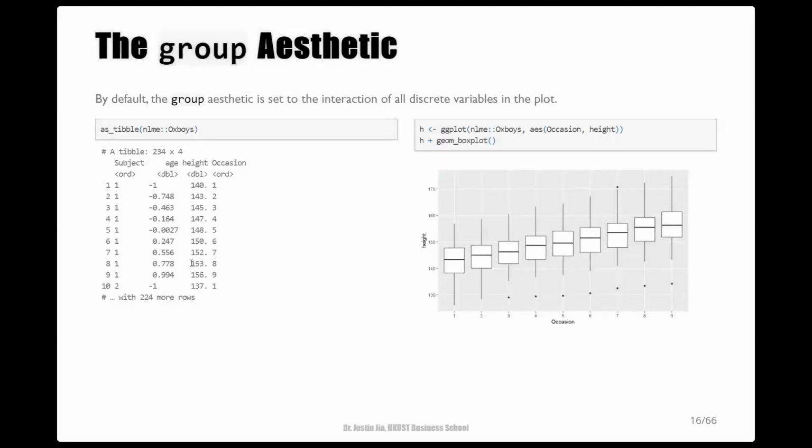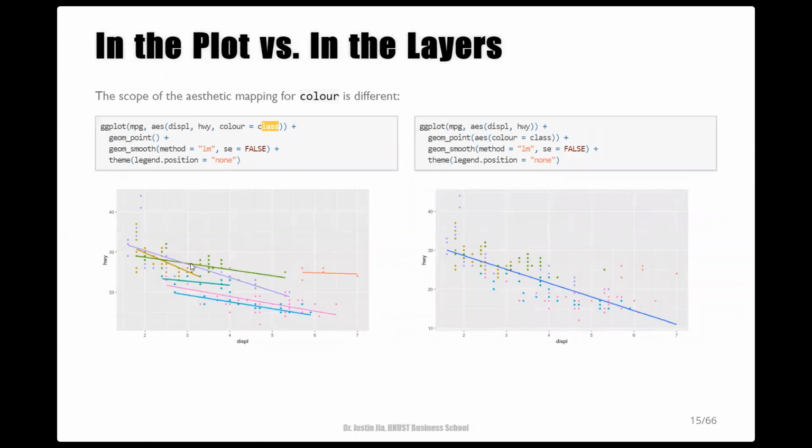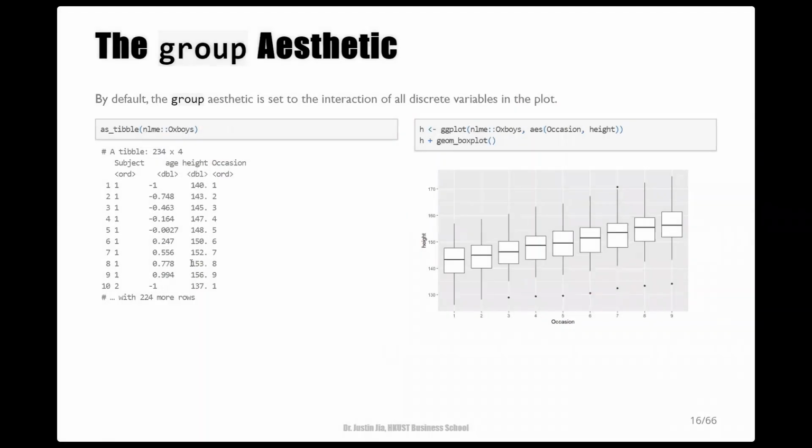And there's a special aesthetic named group that controls the assignment of observations to graphical elements like lines. By default, the group aesthetic is mapped to the interaction of all discrete variables in a plot. In this case, because class is the only discrete variable, observations are grouped by class. This grouping rule often partitions the data correctly, but when it does not, we'll need to explicitly define the grouping structure by mapping the group aesthetic to a grouping variable.